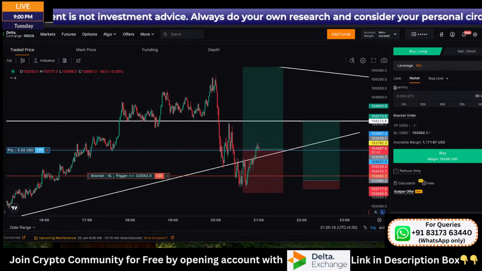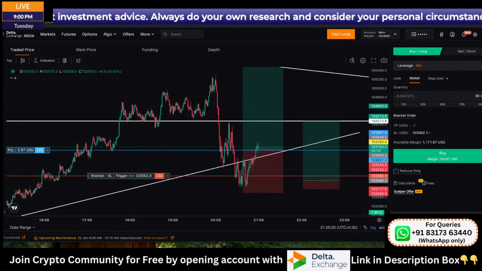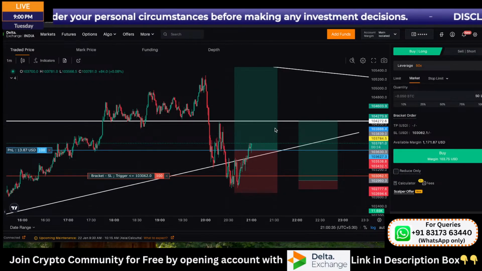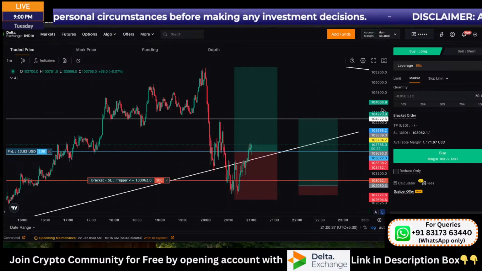What's happening in the US market? Someone just have a look and let me know. US market, everything is flat only. Trading between 0% to 0.5%.